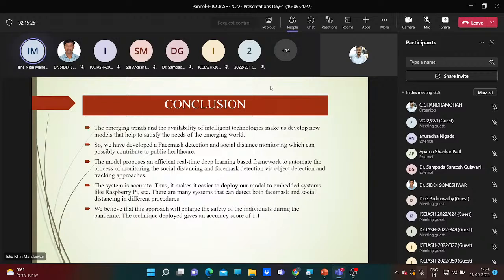Concluding, the system is accurate, efficient, and it is easier to deploy as it uses Raspberry Pi, which is very efficient in handling, and it also contributes to public healthcare. It proposes an efficient real-time deep learning-based framework to automate the process of monitoring. And we believe this approach will ensure the safety of individuals too.